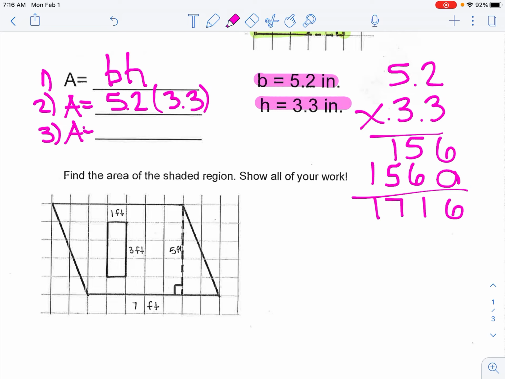All right, now we've got to figure out where that decimal is going to go. I had a 2 behind the decimal and a 3 behind the decimal. That's 2 digits. So we're going to put 2 digits behind that decimal in our answer. So area equals 17.16 inches squared.